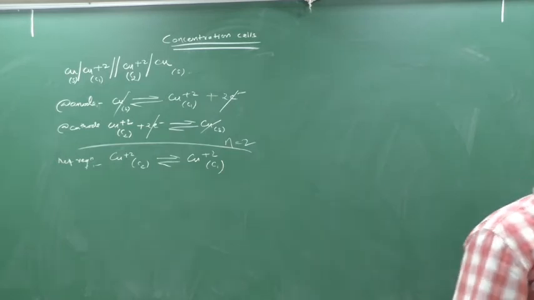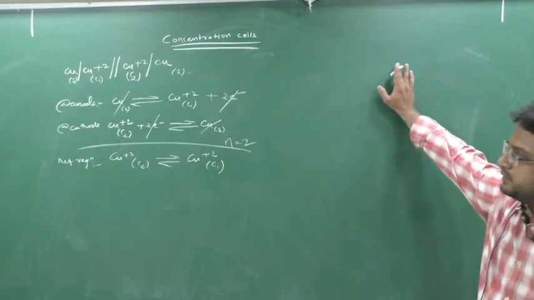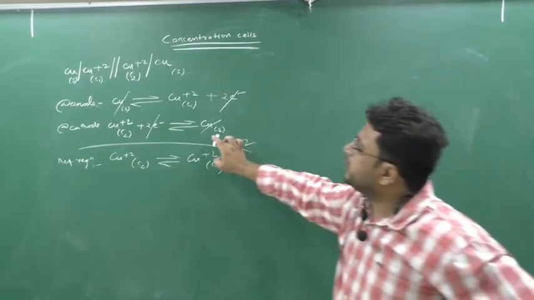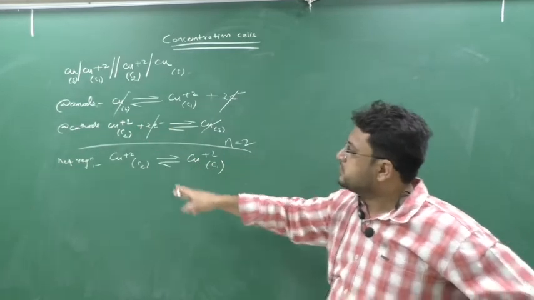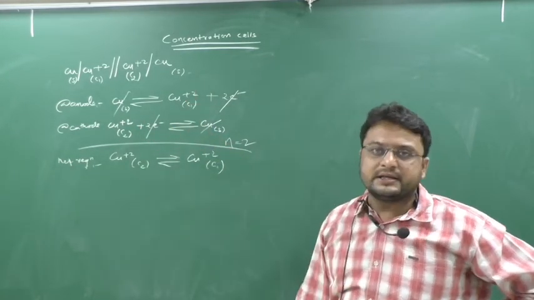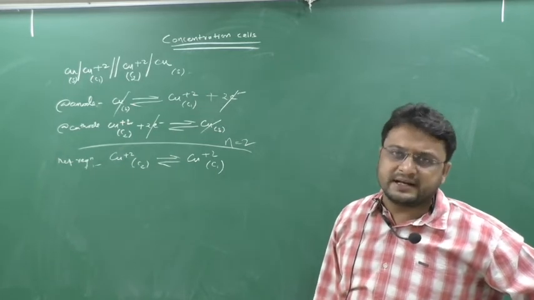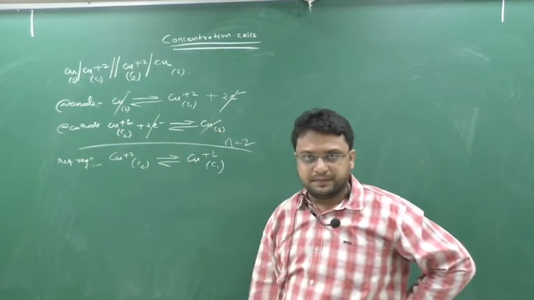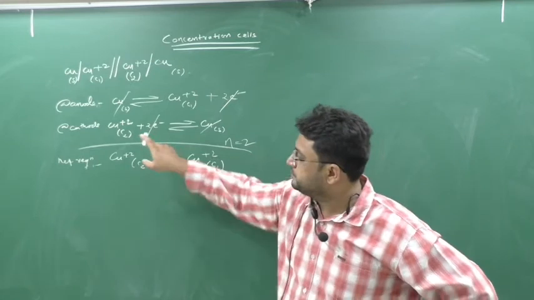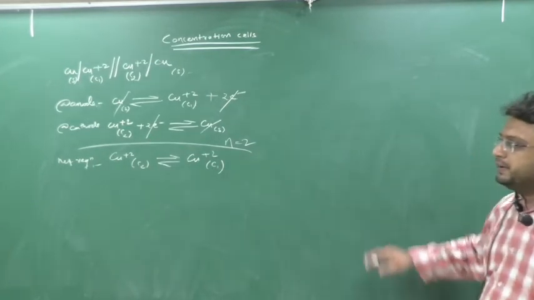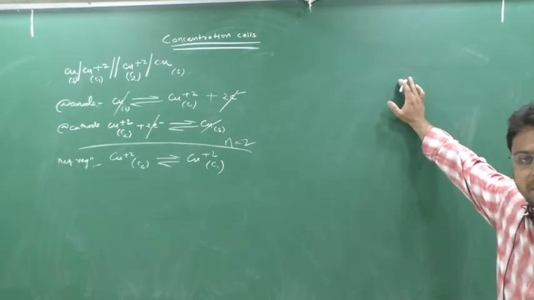Clear? See this. Why did this Cu solid get cancelled? Because it is the same, no? Sir, Cu+2 will also get cancelled? No, beta. Cu+2 will not get cancelled. Why? The concentration is different. You can see here. The concentration is different. How can I cancel?